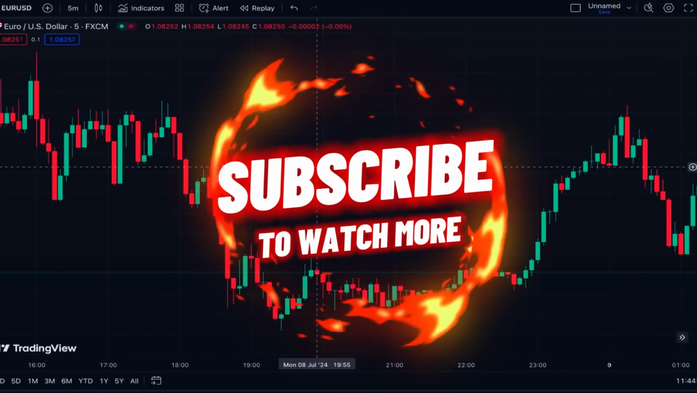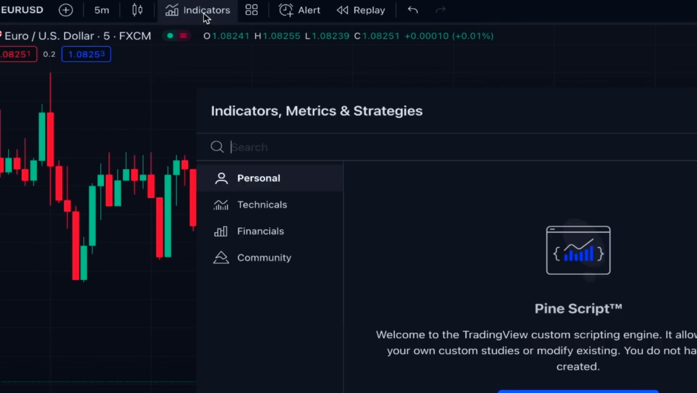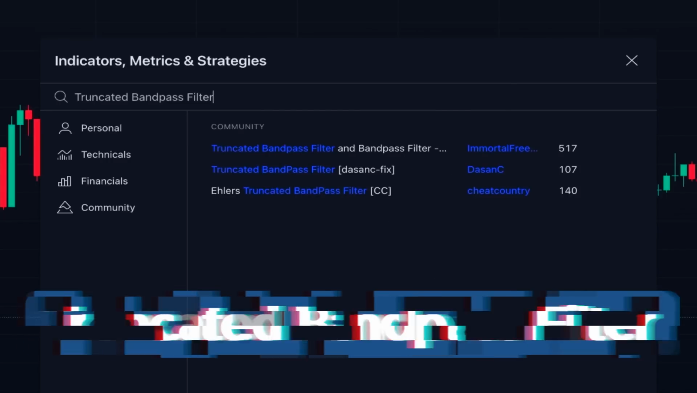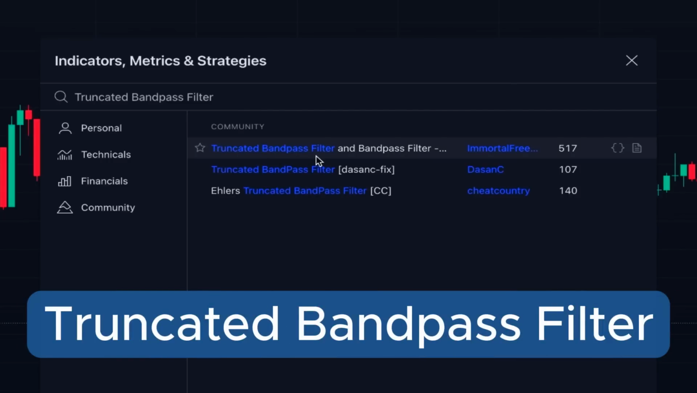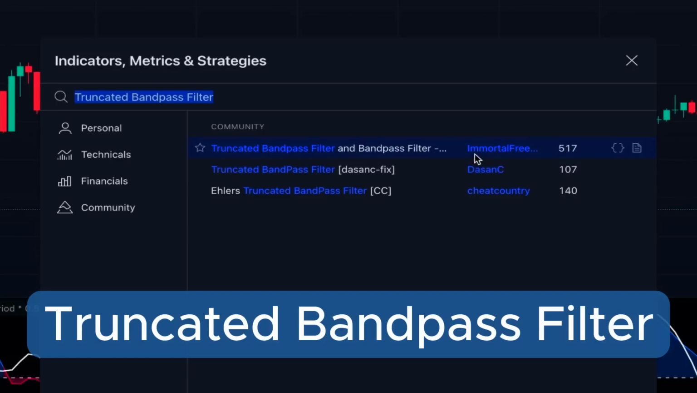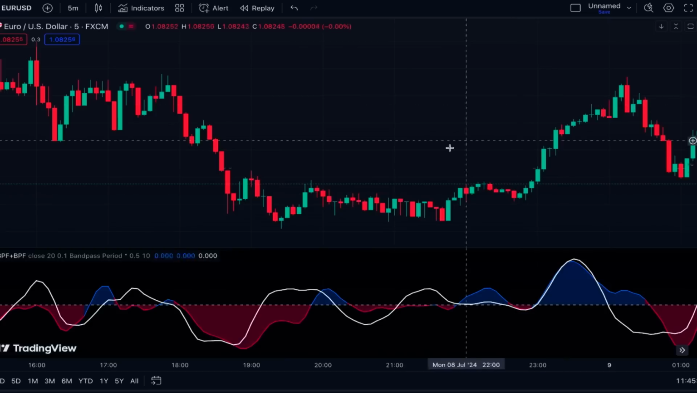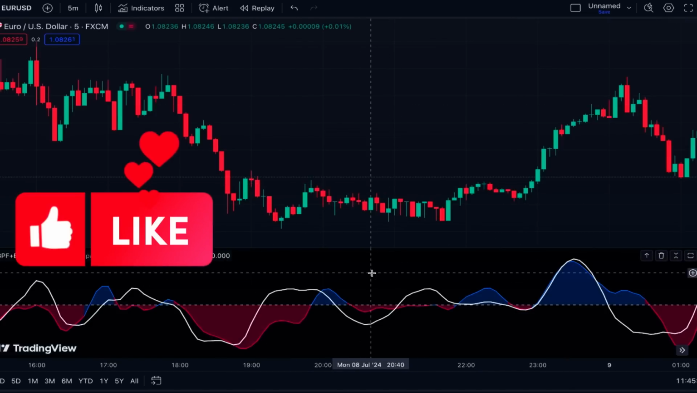To add this amazing indicator to our chart, here we click on indicators and we search Truncated Bandpass Filter. This one, which is written by someone named Immortal Freedom. Alright, this is the indicator, and as you can see, it's added here below the chart.